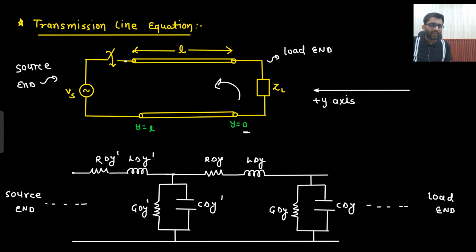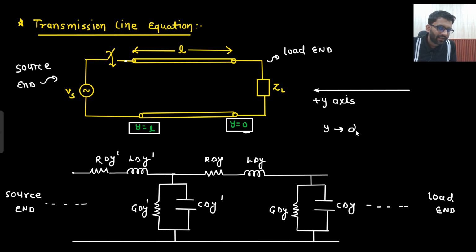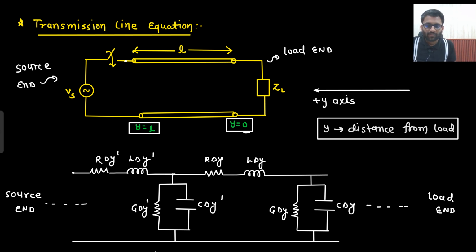So what we are doing? We are assuming this as y equals to 0. A very important point. And this as y equals to L. That means what is your y? Y is the distance from load. Say yes or no? Because when you say y equals to 0, that means you are standing at the load only. But when you say y equals to L, that means you have covered L distance from the load. So y is the distance from load.